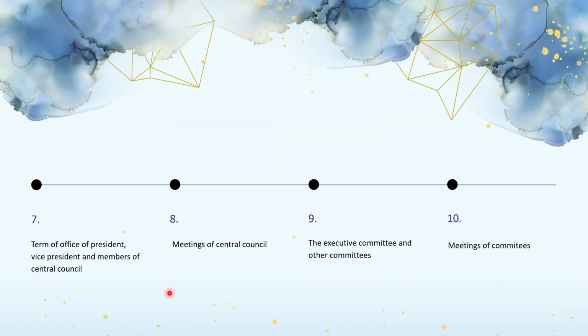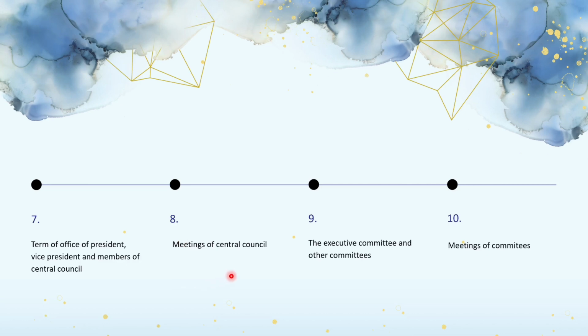Now let's see point number 7 under this chapter. This will be the term of office of President, Vice President and members of the Central Council. The President, Vice President or a member of the Central Council shall hold office for a term of 5 years from the date of his election or nomination, as the case may be, or until his successor shall have been duly elected or nominated, whichever is longer, and shall be deemed to have vacated his seat if he is absent without any excuse. This will be taken under subsection 1 of section 3 under clause A and also clause B. Now point number 8 goes with the meetings of the Central Council.